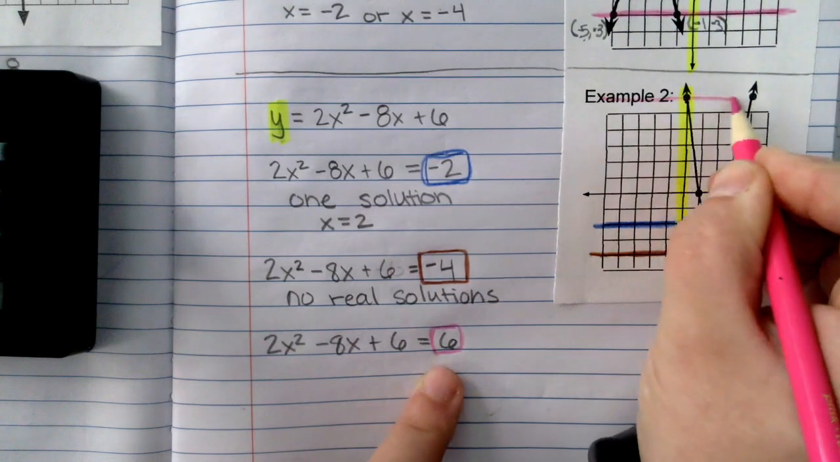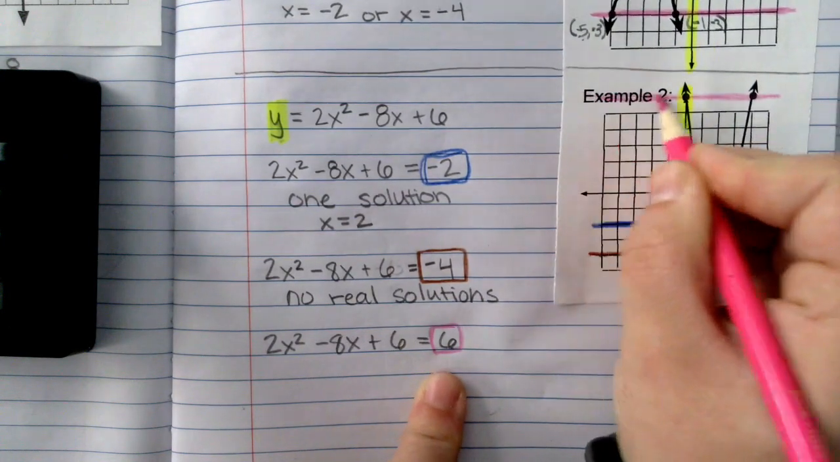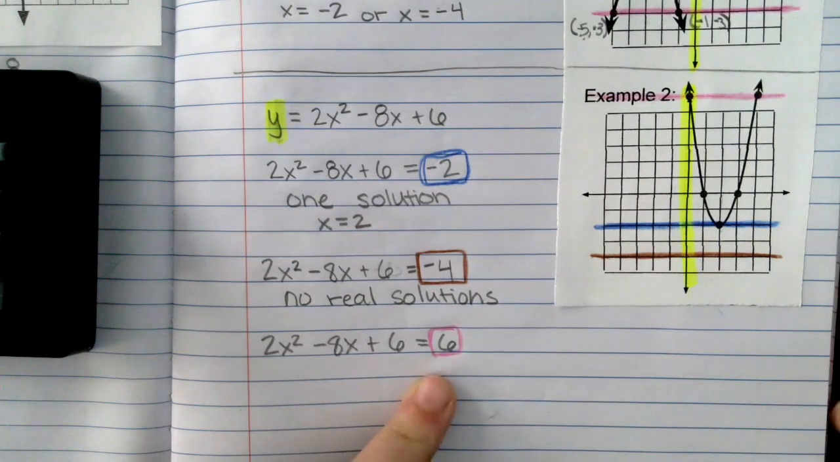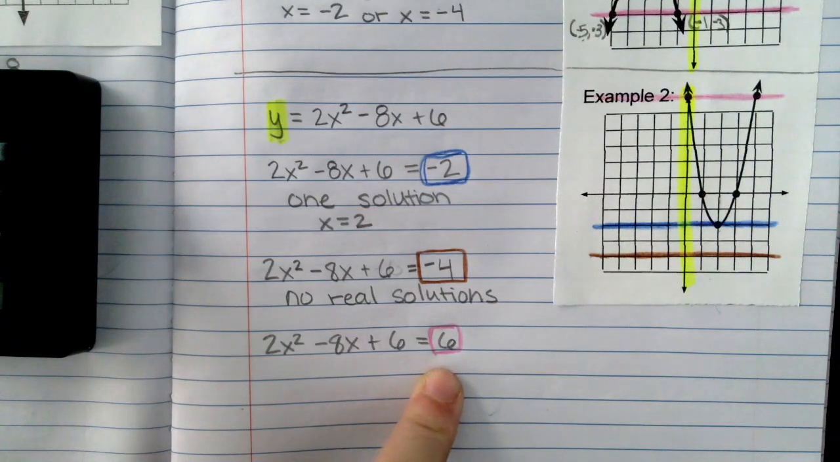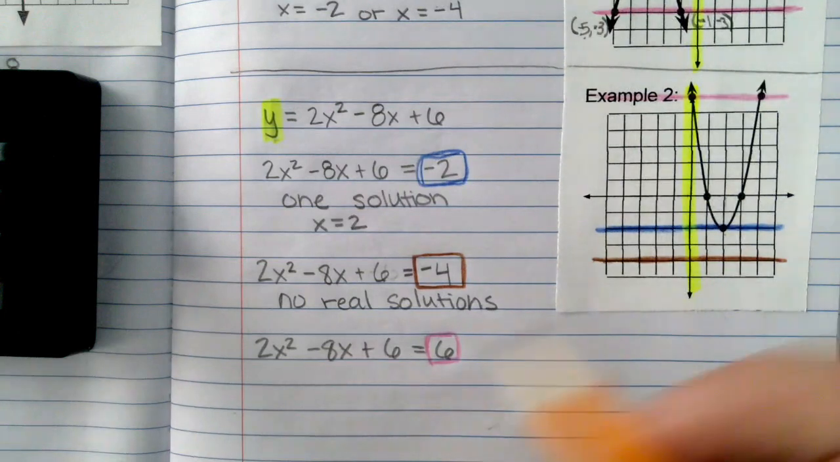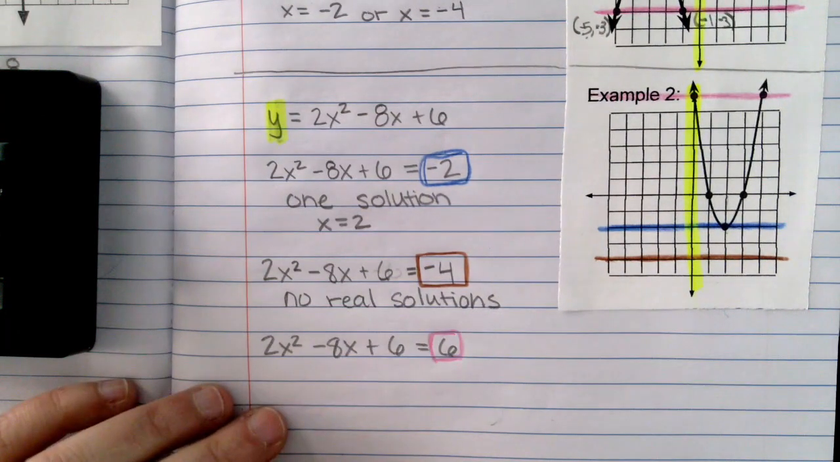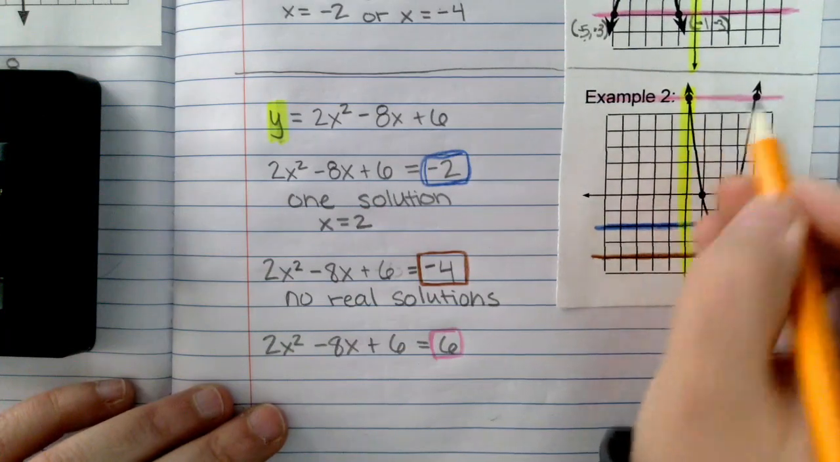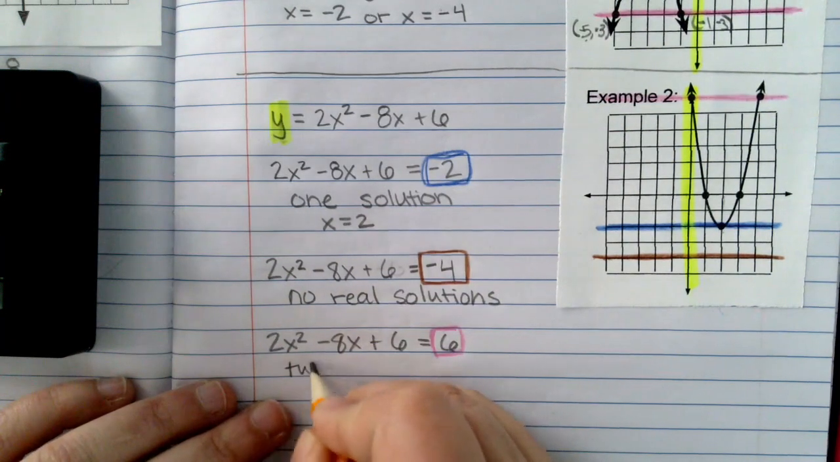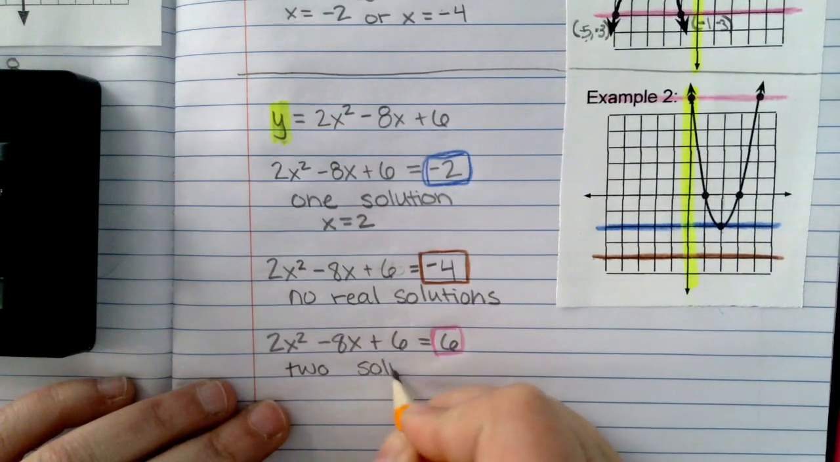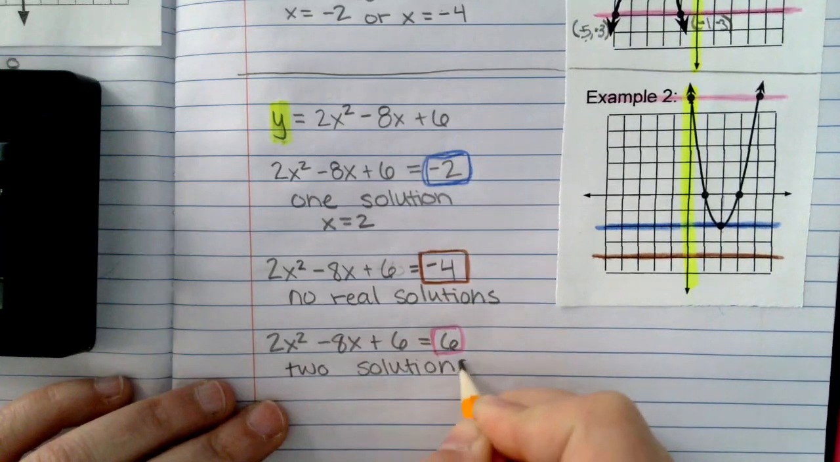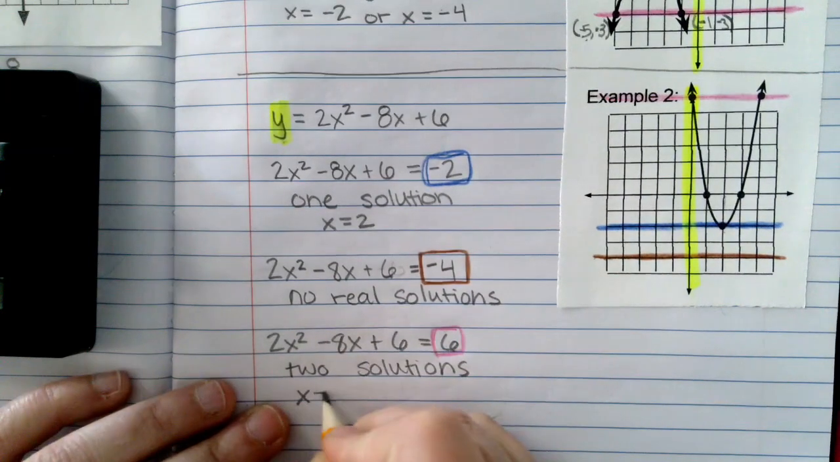Chloe, how many solutions will we have for this one? 2. How did you know? There's 2 dots on the pink line. Beautiful. Thank you. 2 solutions. So when we do the 2 solutions, we're going to have x equals or x equals. We'll have two x's. Okay?